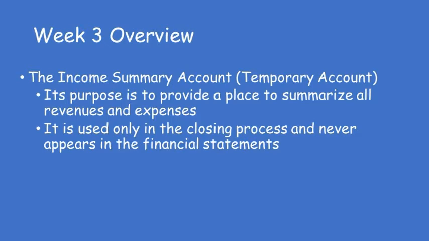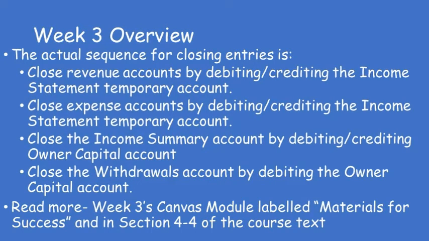But here's how the sequence works for the closing entries. First, you close the revenue accounts by either debiting or crediting the income summary, that temporary account. And then 2, you close the expense accounts by debiting or crediting the income summary temporary account again. And then 3rd, you close the income summary account, that temporary account, and you either debit or credit the owner capital account, based on whether it's a gain or a loss for the period. And then you close the withdrawal account by debiting the owner capital.